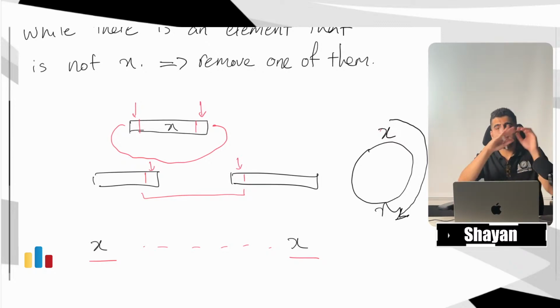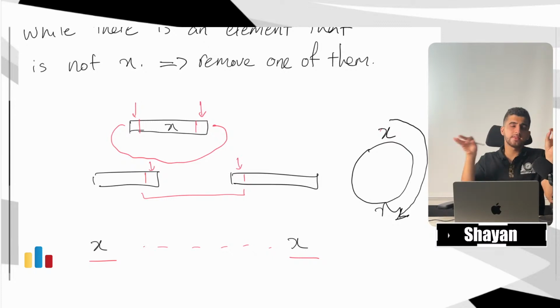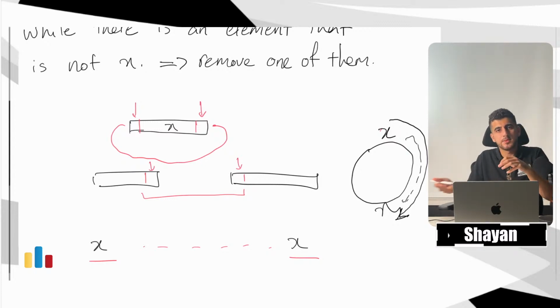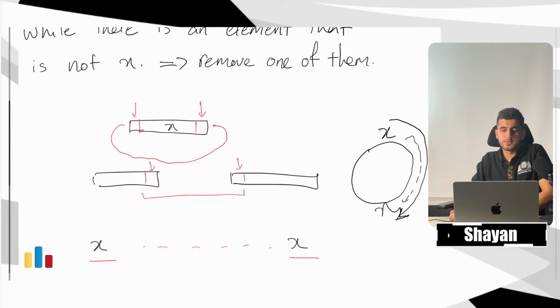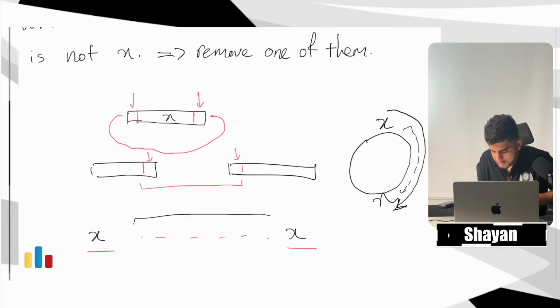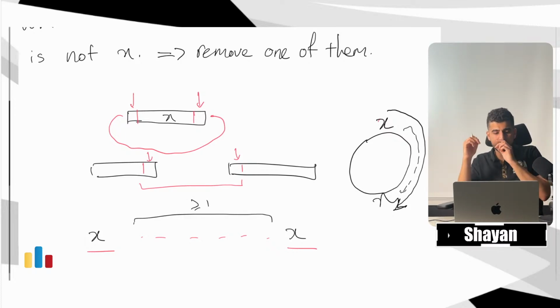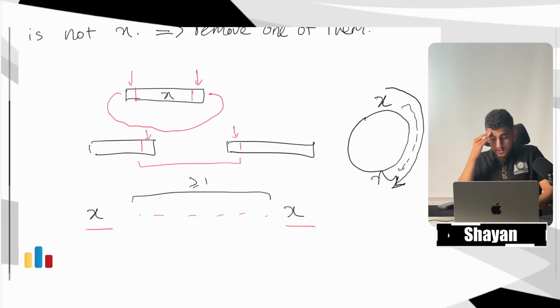So this way I have an array where the first element is x and the last element is x and nothing in the middle is x. Okay, and there is at least one element in the middle. I can just choose an x such that its next element is something that is not x. This way at least one element is in the middle, right? So I have at least one element that is not x in the middle. The first element is x and the last element is also x.